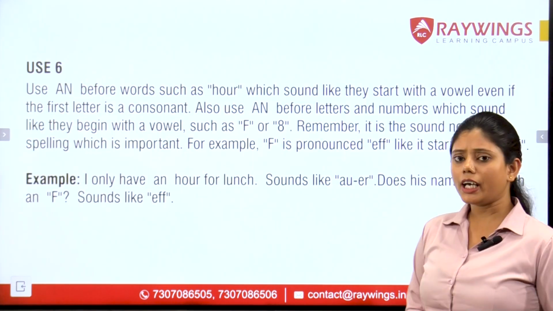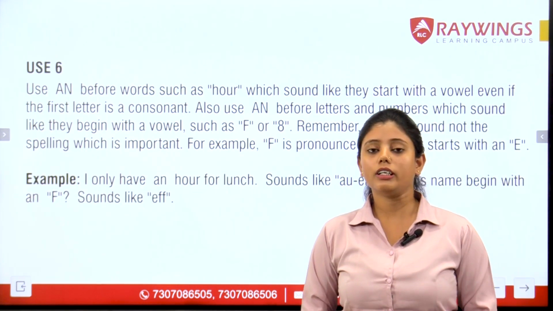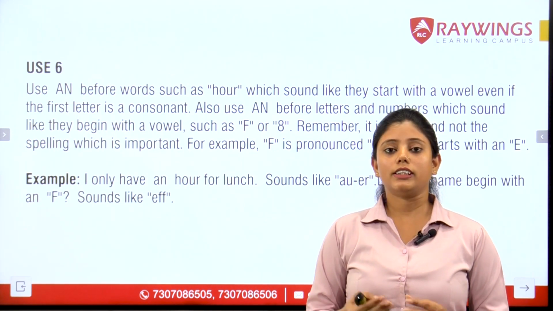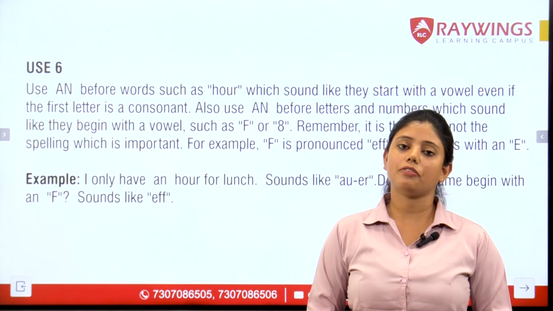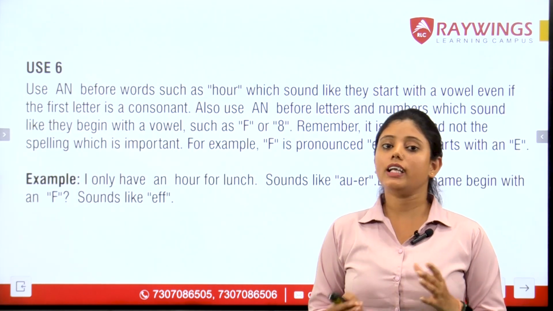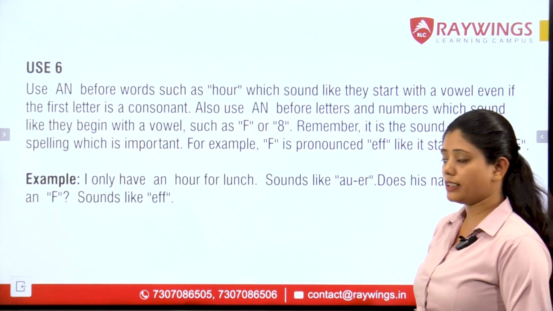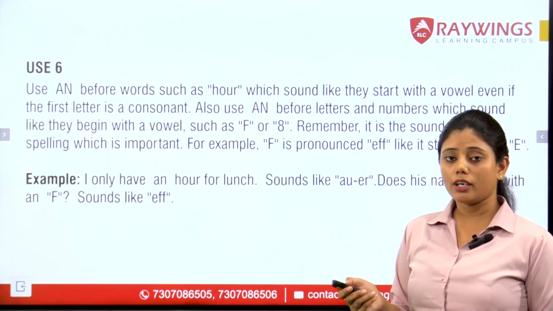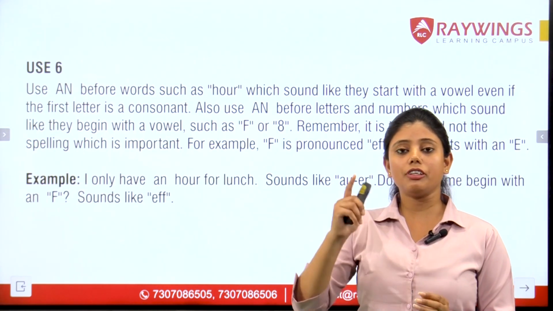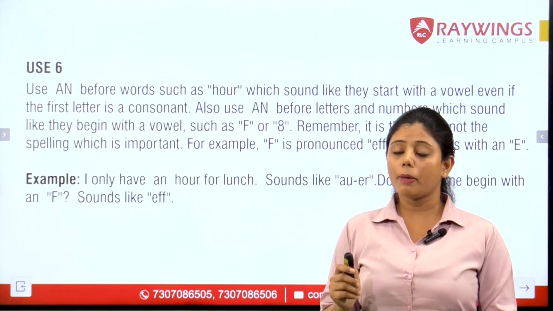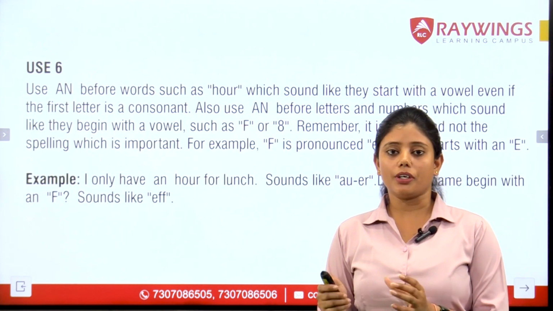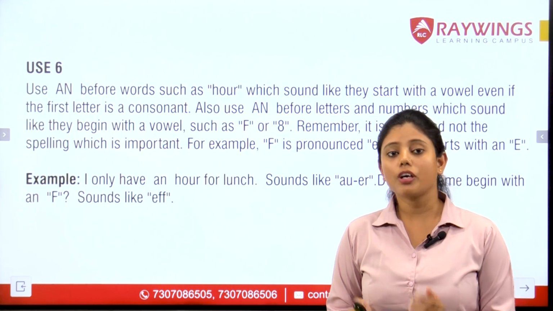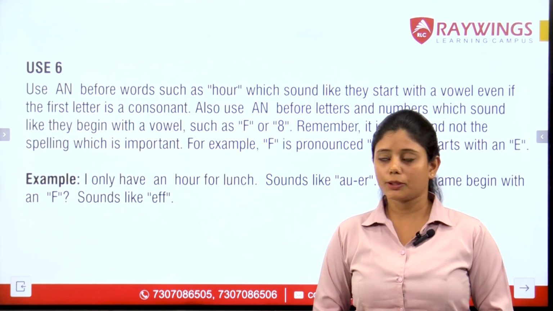Always remember, sometimes there can be words which look like they are starting from a consonant, but when we pronounce them, the sound firstly will be of a vowel. So we will use article an before that. What the rule says is, use article an before such words like hour. Now I am writing hour starting with the alphabet H. But how am I pronouncing it? Hour. The first sound coming in pronunciation is a vowel sound. Therefore, we will use article an before that.